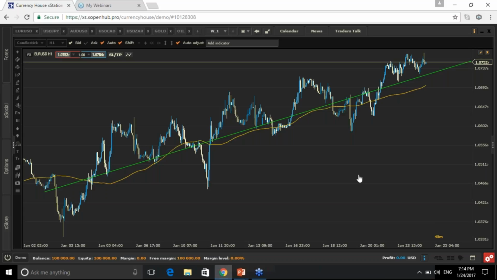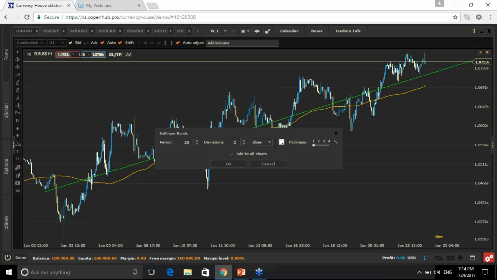So what else can we talk about here? Let's try to put on some simple indicator like Bollinger Bands. I use default settings: the period of 20, deviations has to be 2. You can choose any color you like. Closing price, that's what I definitely recommend.